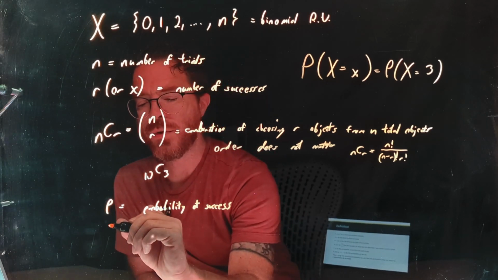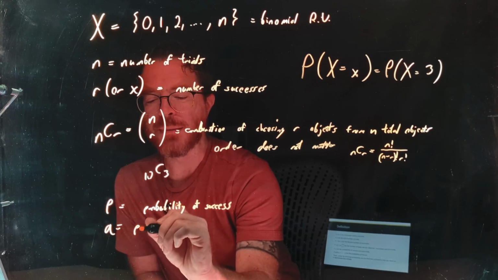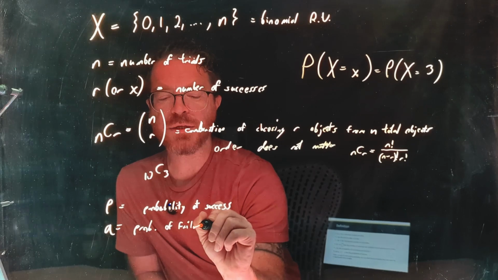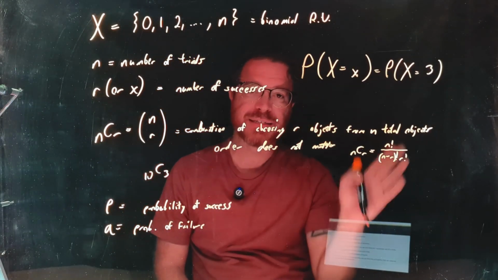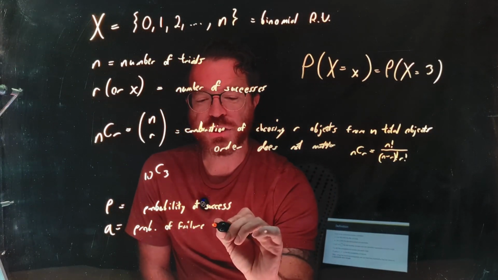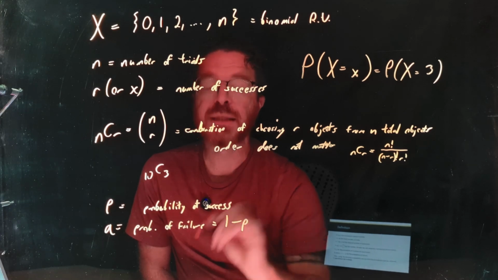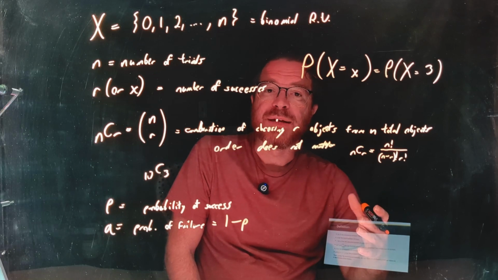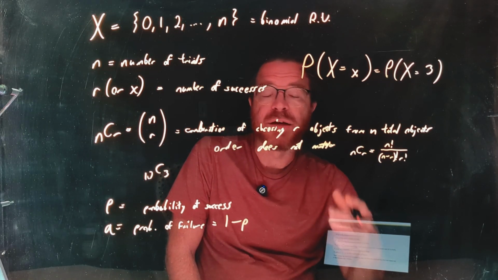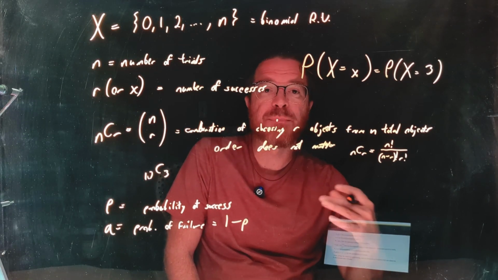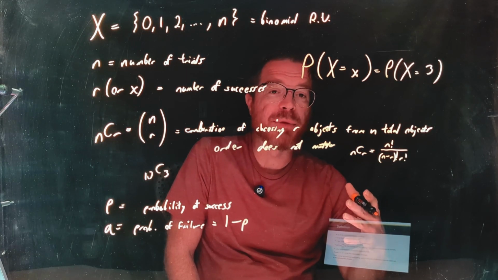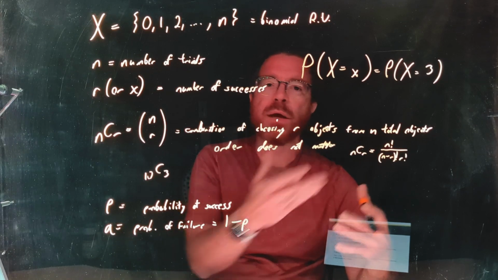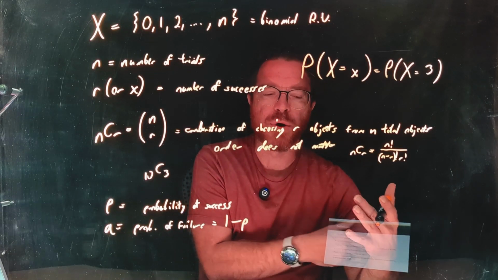And then we have Q, which is our probability of failure. Now, because we only have 2 possible outcomes, success or failure, this is actually just going to be equal to 1 minus the probability of success. What this means is that if I have a coin that is weighted and I have a probability of getting heads of 0.6, and that's my success, so I have a P of 0.6, that means that my probability of not getting heads or not getting a success, which would be a failure, would be 1 minus 0.6 or 0.4.